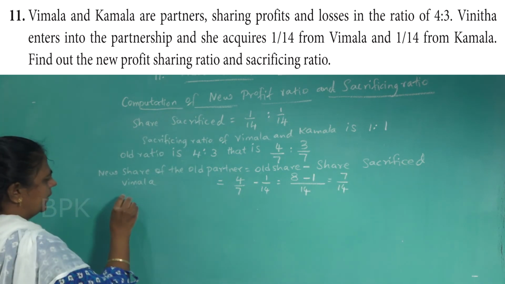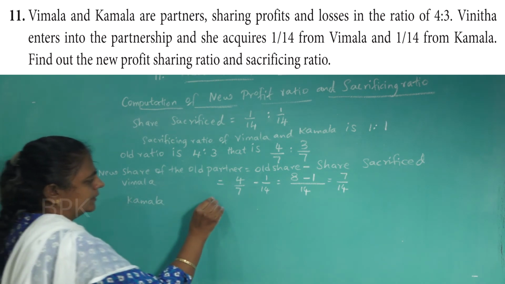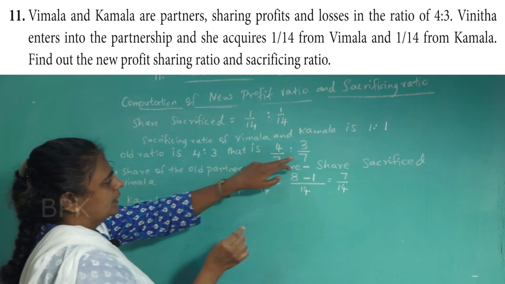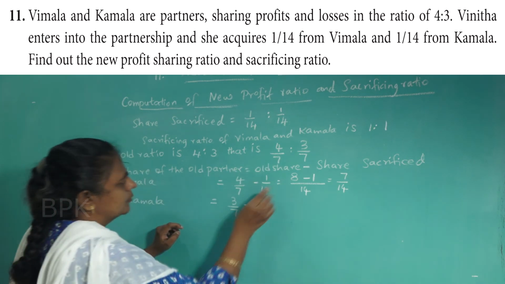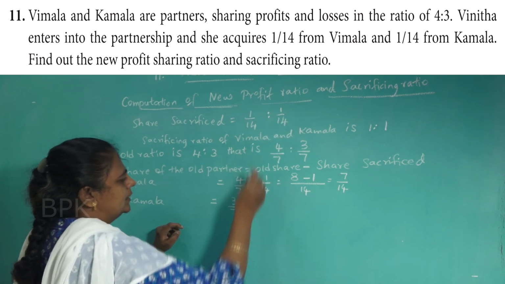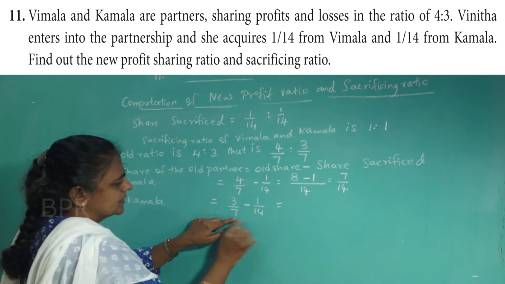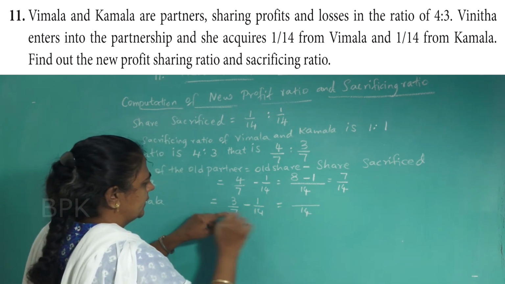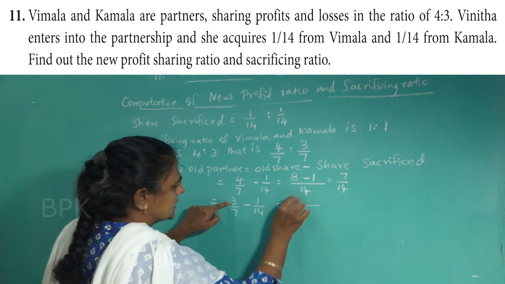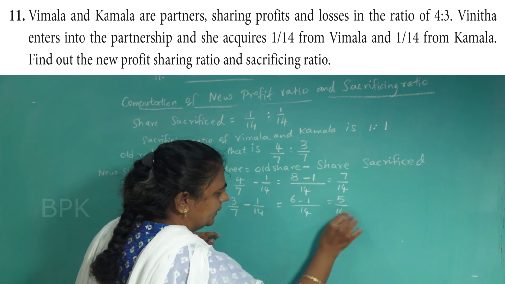Next, find for Kamala. What is the old share for Kamala? 3 by 7 minus, what is the share sacrificed by Kamala? She is also giving 1 by 14. So which denominator is greater? 14 is greater. 14, 7, how many times? 2 times. So 3 into 2, 6 minus 1. So that will give you 5 by 14.